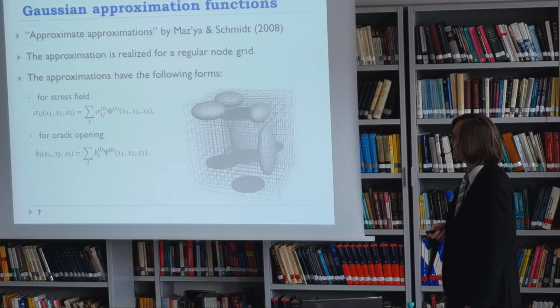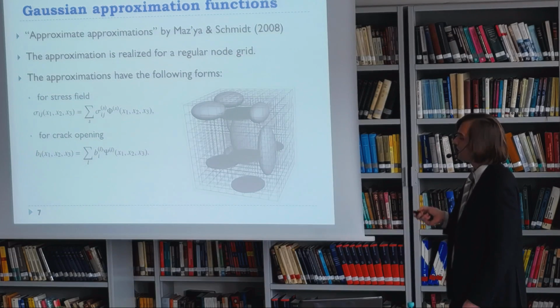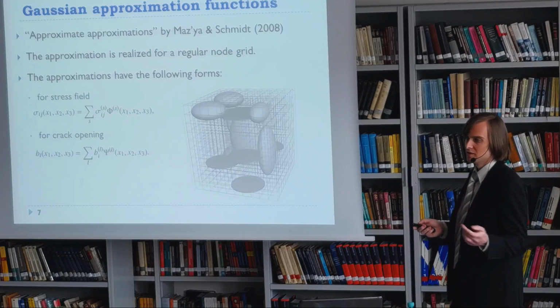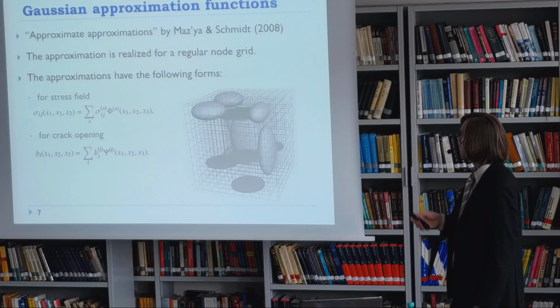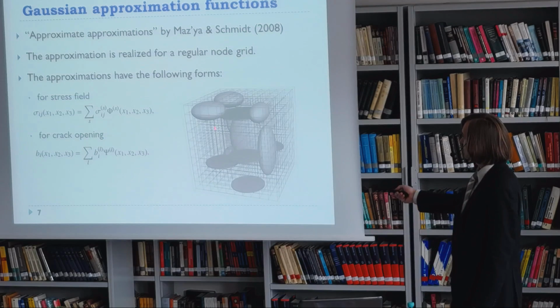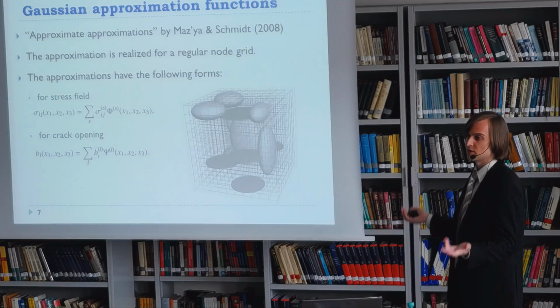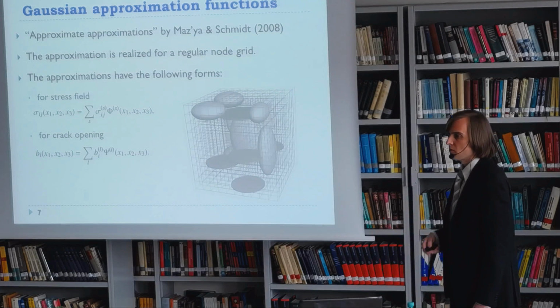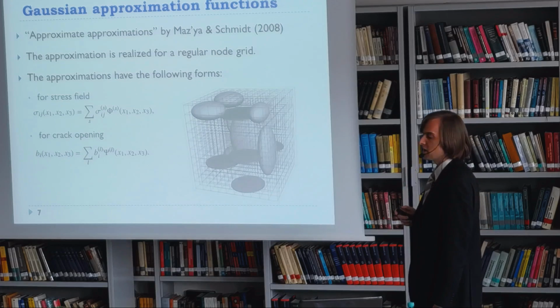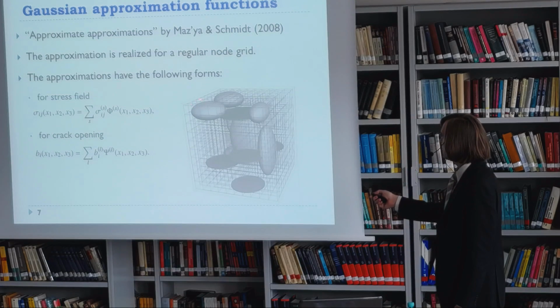The method is based on the technique called approximate approximation, which was developed by Vladimir Mazia and Günther Schmidt in their book called Approximate Approximation, which was issued in the 2000s. So what's the technique? First of all, we take some region of medium of interest that may contain some inclusions or cracks, and we cover it by a regular node grid. Why should it be regular? We're going to discuss it a bit later.